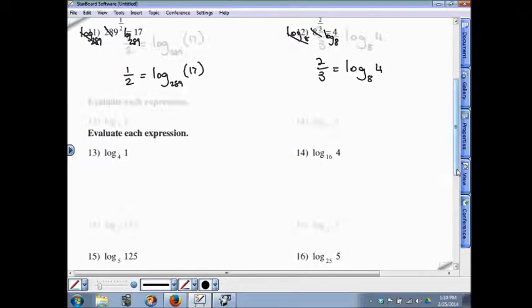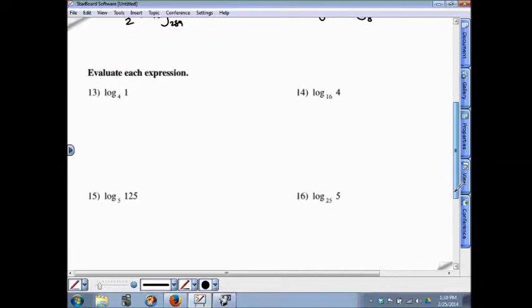So now this next section is evaluating logarithms using properties of logarithms. One of the properties that we talked about is that regardless of the base, the logarithm of 1 is always equal to 0. Log base 16 of 4.